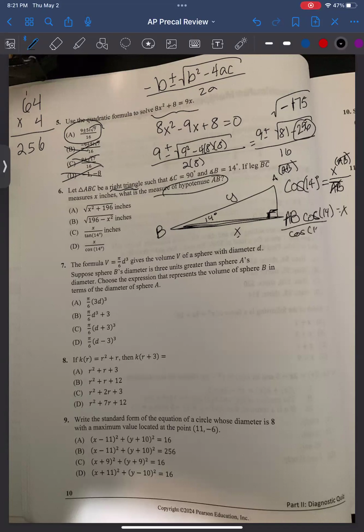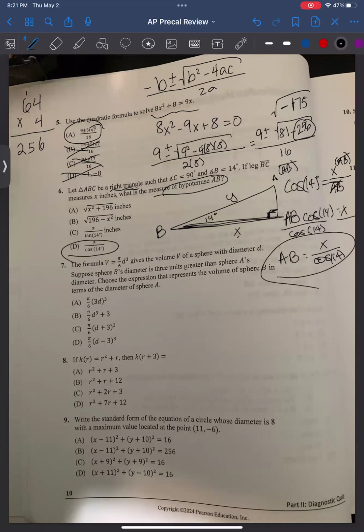Divide by cosine of 14, and I get AB is equal to x over cosine 14. I realize this is the no calculator section, so you're not actually going to have to do the exact calculation. All you're going to have to do is set up the equation. So that's D. So it's D.